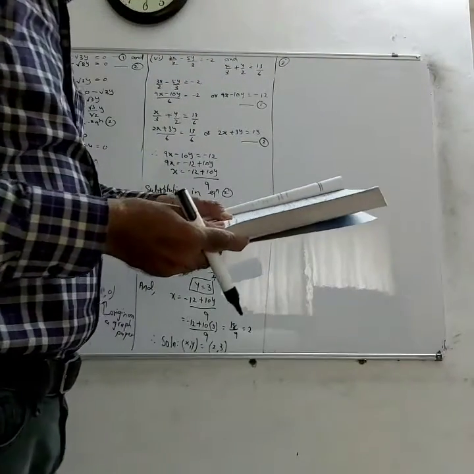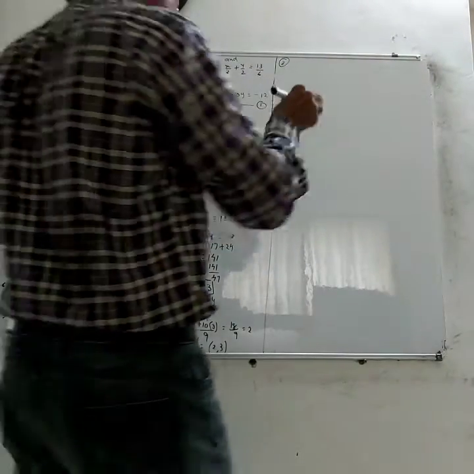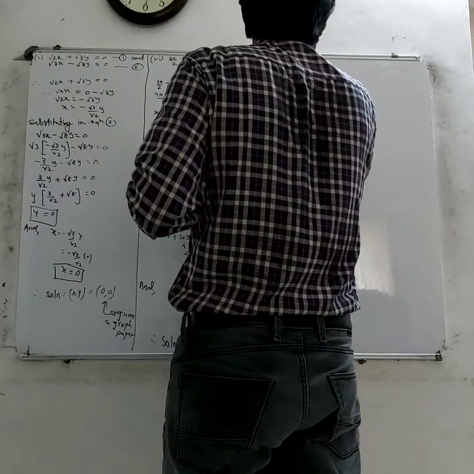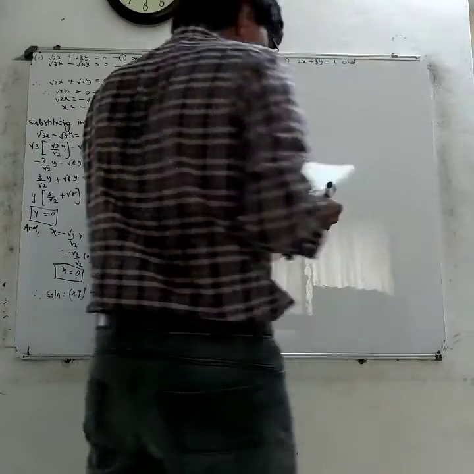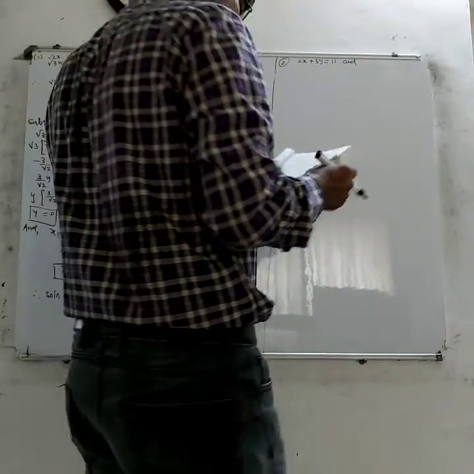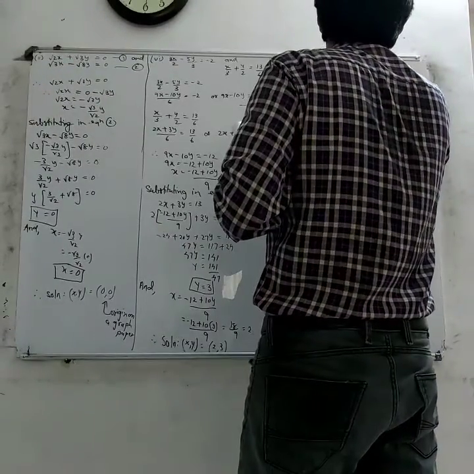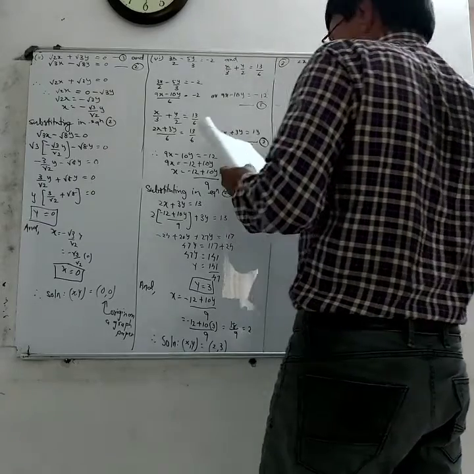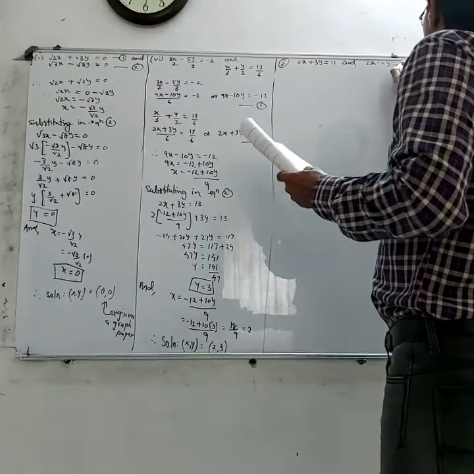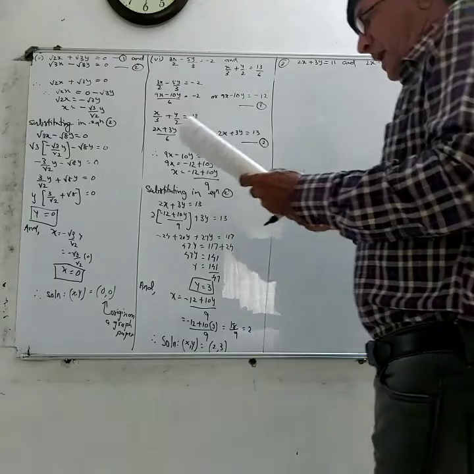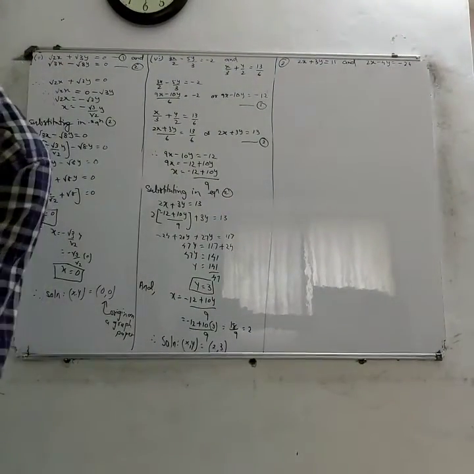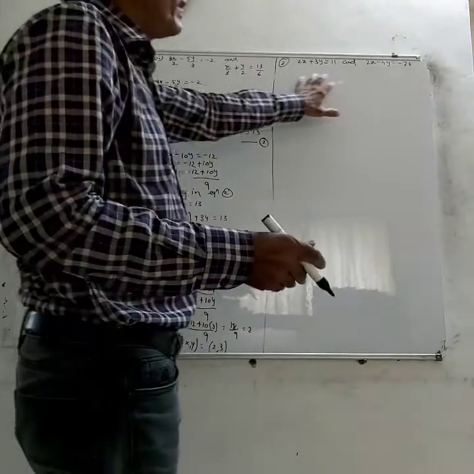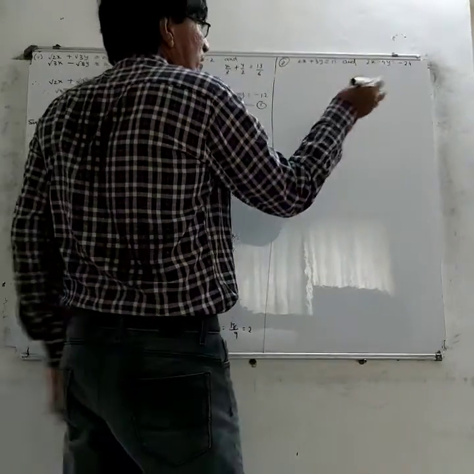Question 2. 2x plus 3y is equal to 11, and 2x minus 4y is equal to minus 24. And hence find the value of m for y is equal to mx plus 3. Right? So first of all, we must find the value of x and y. Again, you can do it by any method.